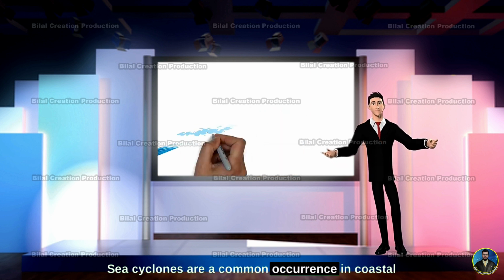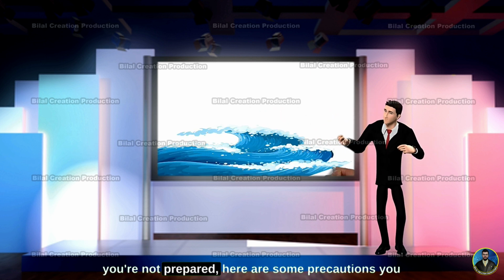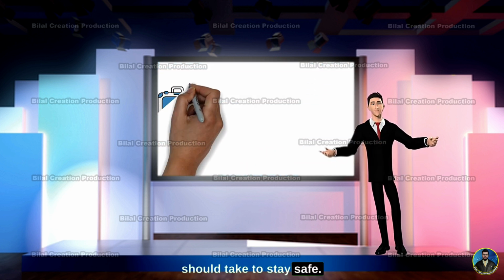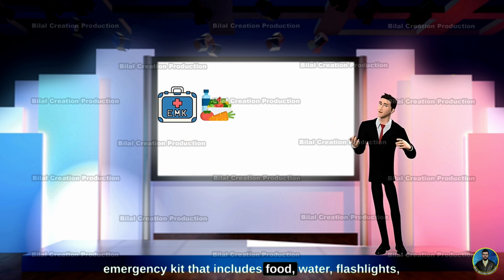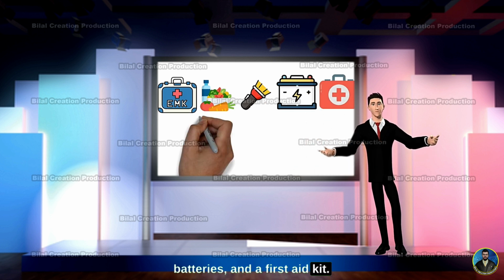Sea cyclones are a common occurrence in coastal cities, and they can be very dangerous if you're not prepared. Here are some precautions you should take to stay safe. First and foremost, you should prepare an emergency kit that includes food, water, flashlights, batteries, and a first aid kit.